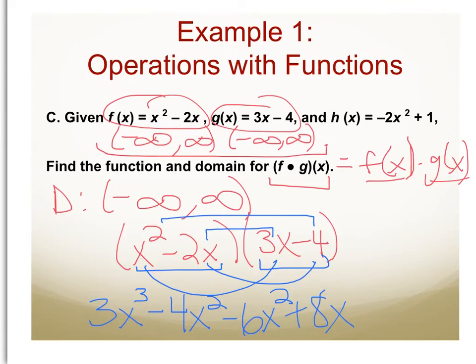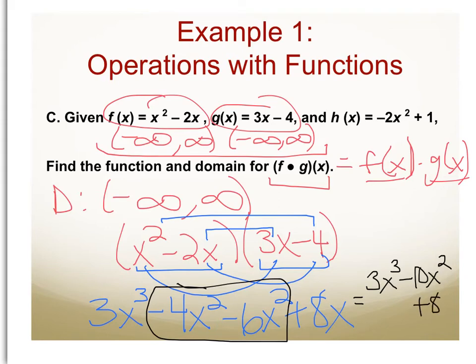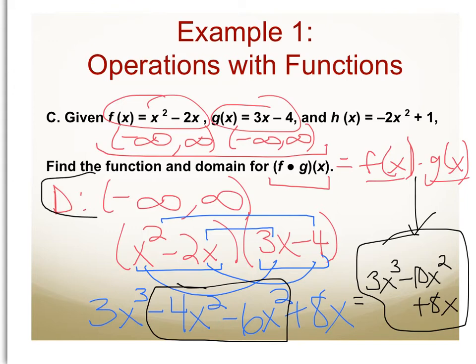So what you're going to do is add your like terms. Since I have two x squared terms, we're going to combine those to get a final answer of 3x cubed minus 10x squared plus 8x. And that would be my final answer for the product of f times g of x. f times g of x is 3x cubed minus 10x squared plus 8x, and because both individual domains for f and g were negative infinity to infinity, our domain for the product is also negative infinity to infinity.